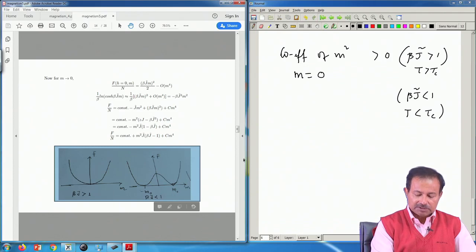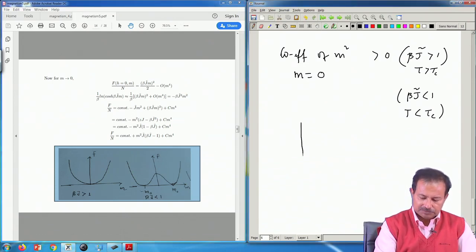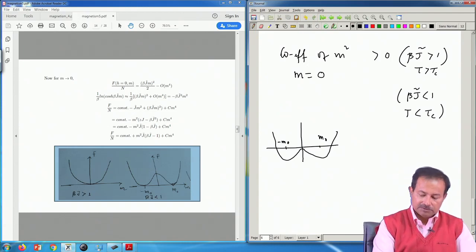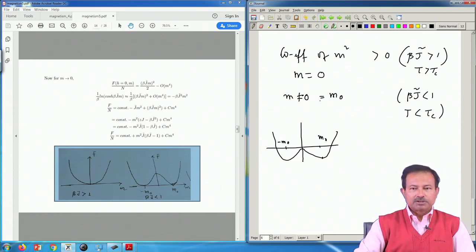So that means you have a situation where, if I absorb the constant into 0, I will have this kind of a situation, plus m naught and minus m naught. Then you have these two minima, these are the solutions. In that case m is not equal to 0, it is equal to m naught, and the system is spontaneously magnetized.